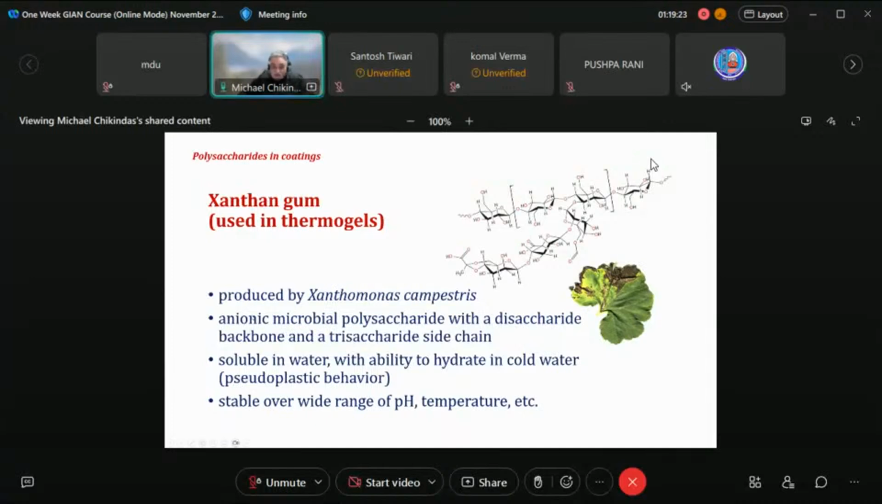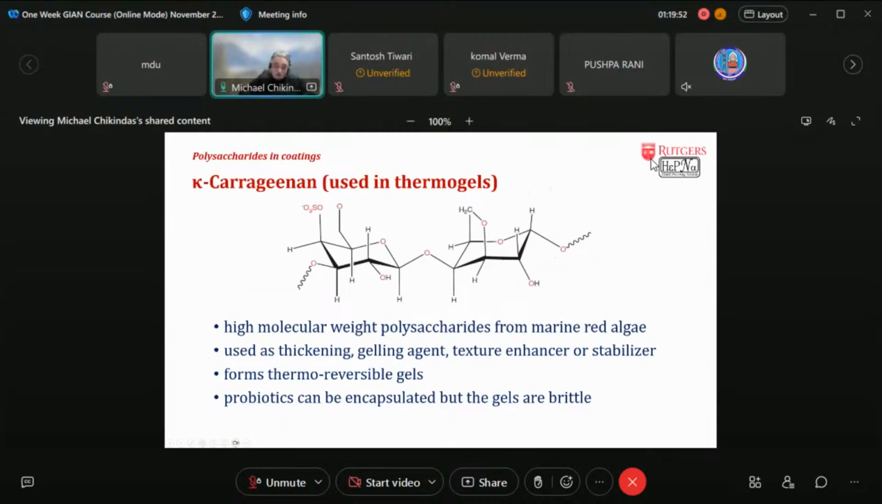You can see the example here. Anionic microbial polysaccharide with a disaccharide backbone and trisaccharide side chain. You can see here the backbone and the side chain, soluble in water, able to hydrate in cold water, suited to plastic behavior, so-called, and stable over a wide range of pH and temperatures. So this is a really very good substance to protect microorganisms in a harsh environment.